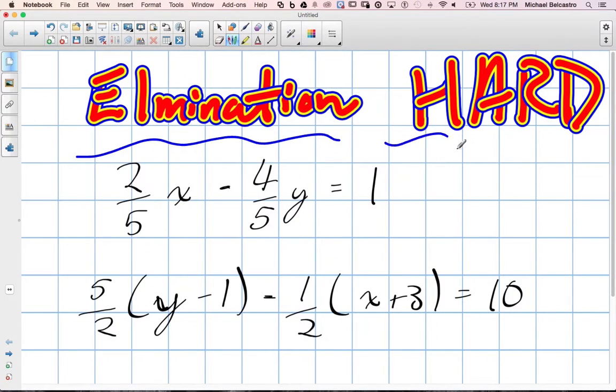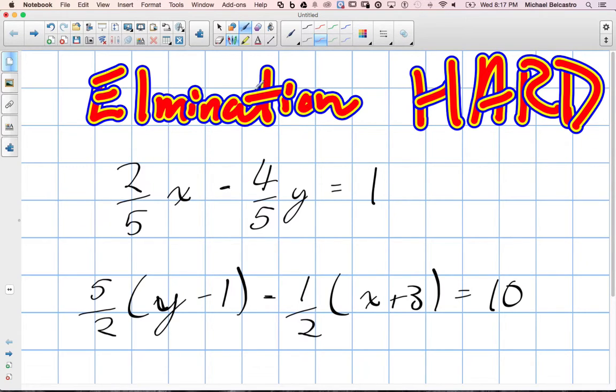Elimination, and this is a very hard question, mostly because we have fractions. But as long as we're strong with fractions, it's actually really straightforward. So let's try to organize what we have. We have two equations, and they intersect at some point. We need to figure out what the point is. So let's number them. We have equation 1, and we have equation 2.